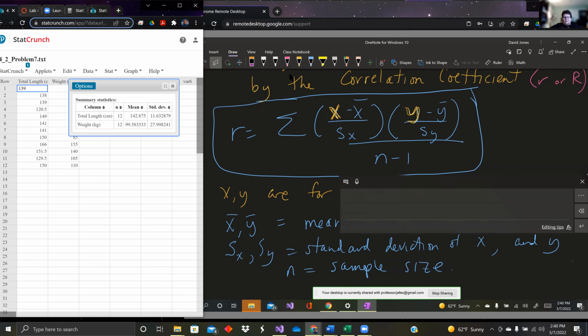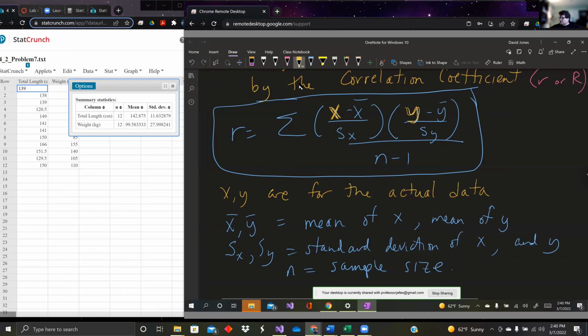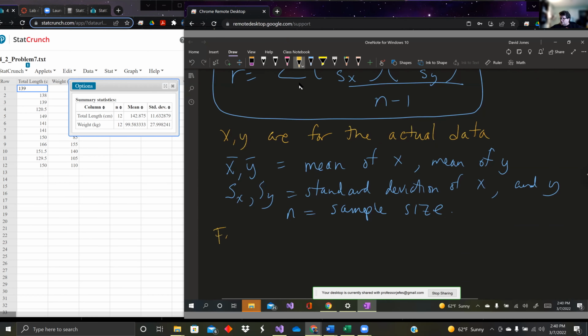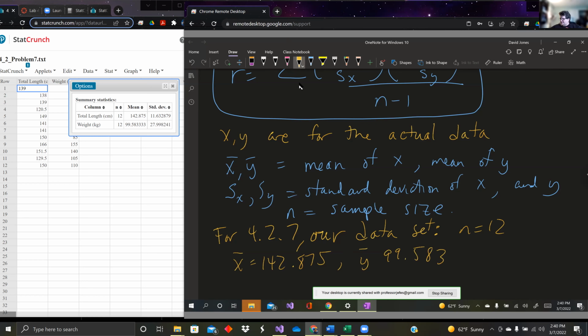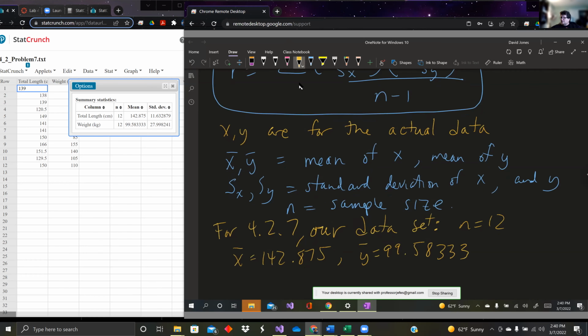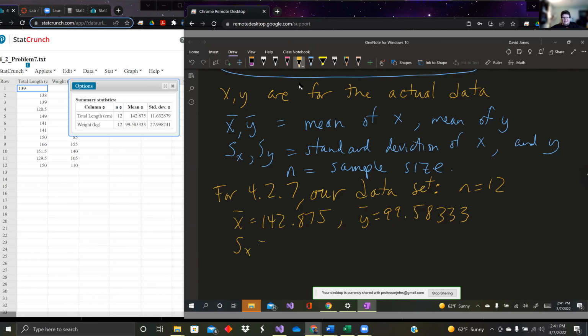So for the problem, the numbers we're about to look at for 4.2.7, our data set, N is 12. We've got X bar is 142.875. Y bar is 99.583, and the threes keep going. Standard deviation of X is 11.632879, and the standard deviation of Y is 27.998241.